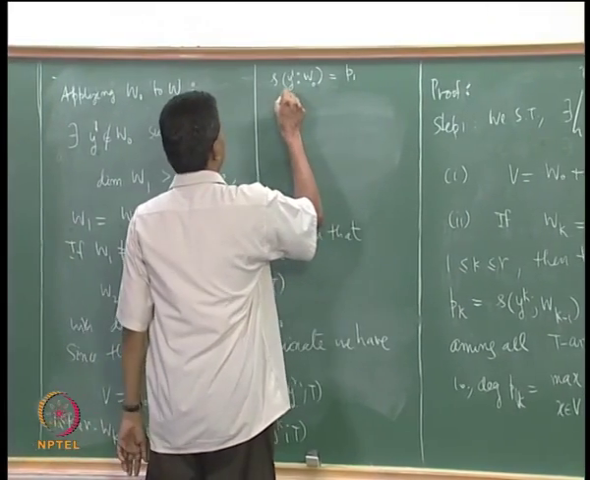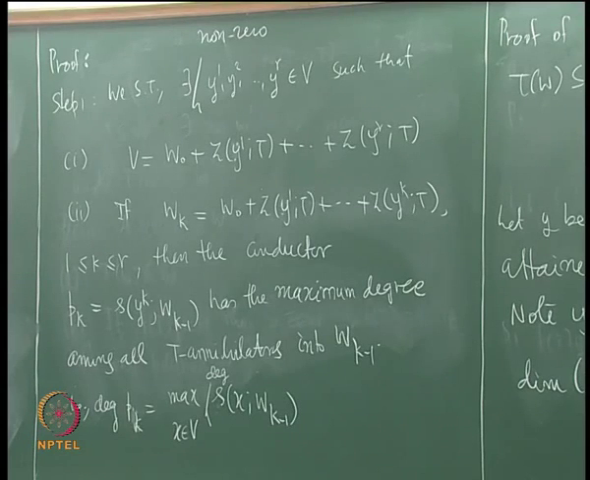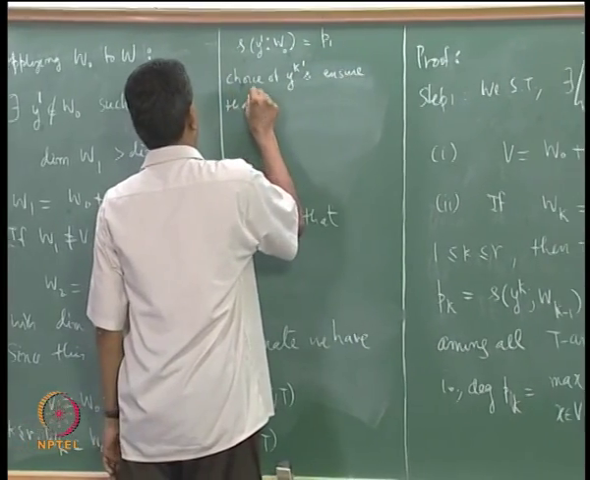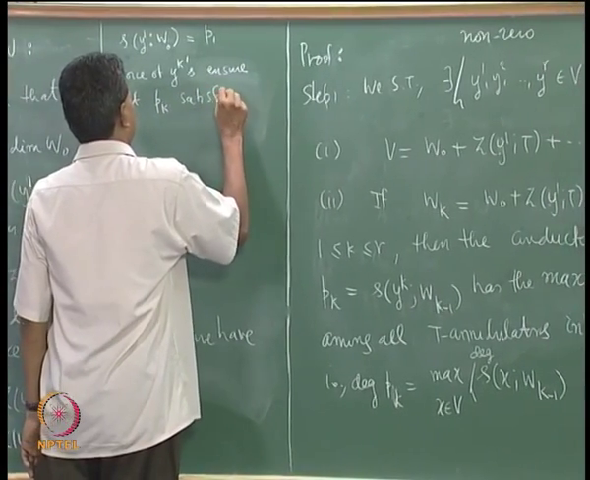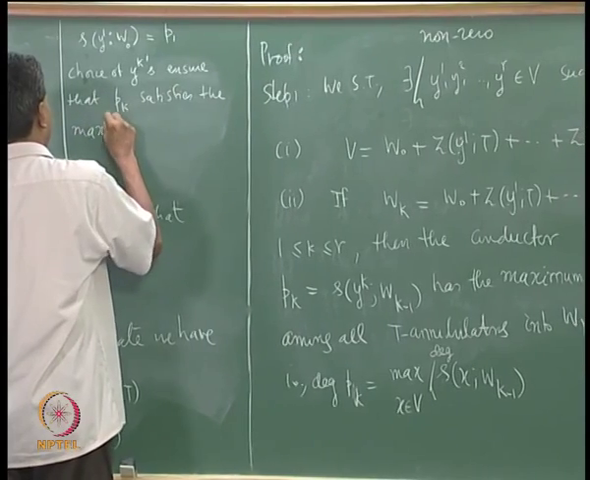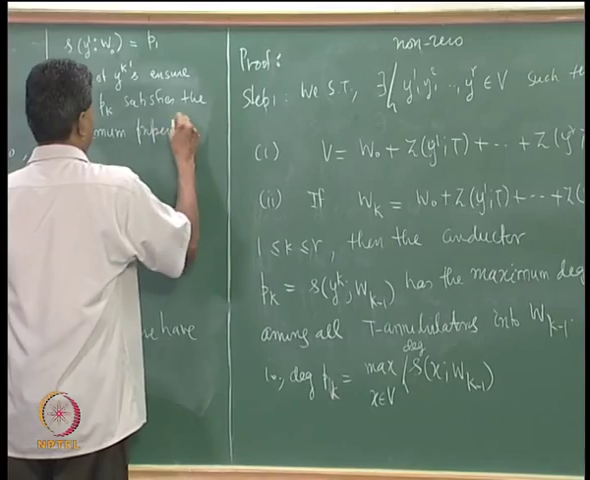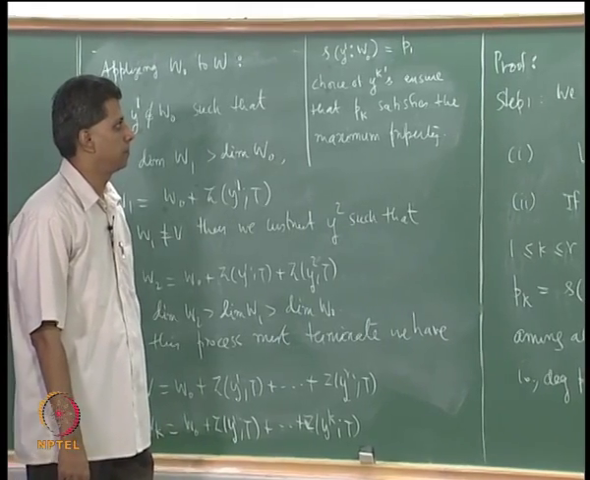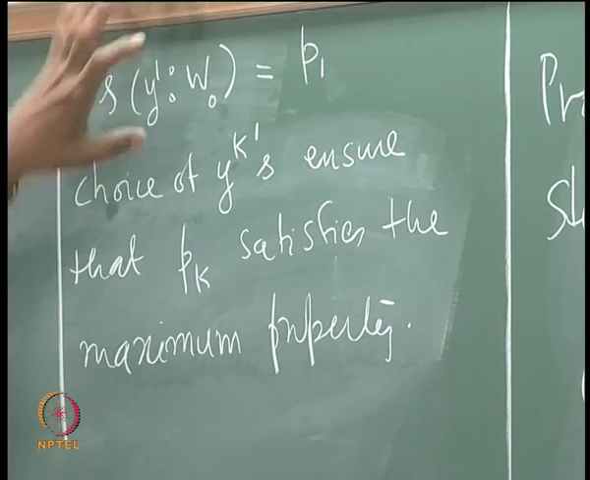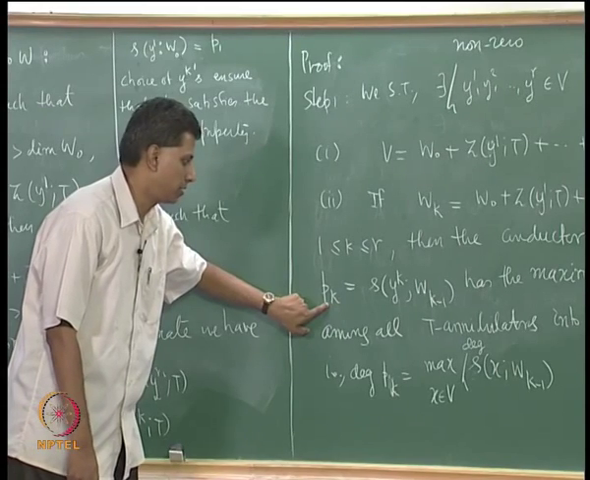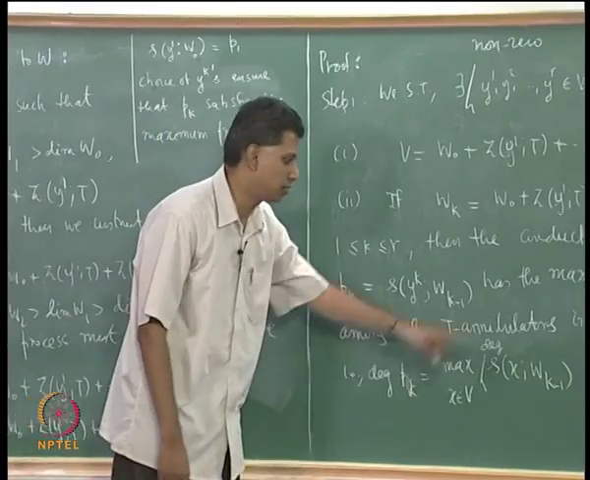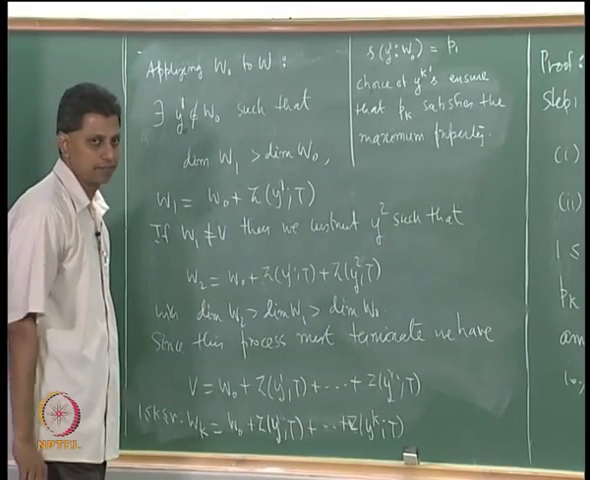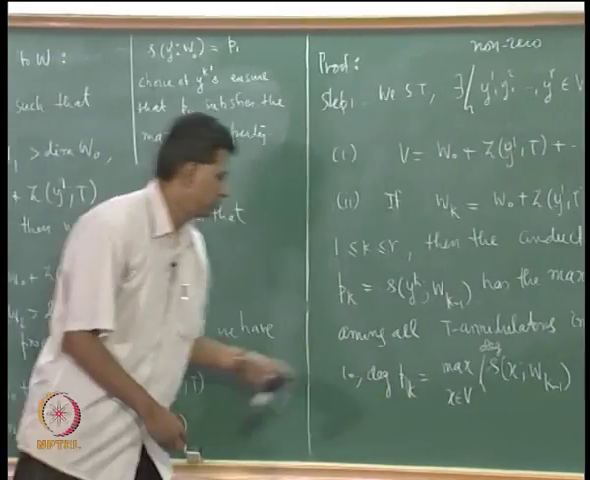Okay, so I will just write here that the choice of yk ensures that PK satisfies the maximum property. So as I told you, this is an easy consequence of the construction of the vectors. I just illustrated for the first vector that this PK satisfies the property that it has maximum degree among all T-annihilators into W_{k-1}. It comes from the construction of the vectors y1, etc., yk. Okay, that is step 1 really. Is that fine? So let us move to step 2.